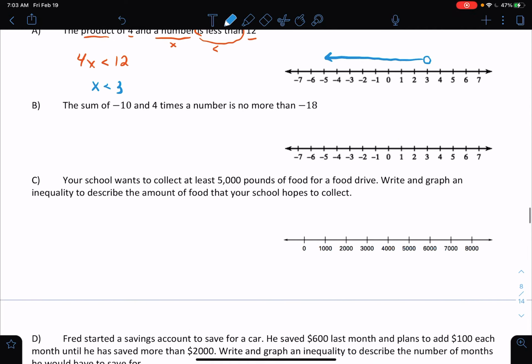Moving forward to part B, we get the sum. We see that keyword sum, we look at our chart, or we know that that's talking about addition, of -10 and 4 times a number. So it's going to look like 4x is no more than -18. Let's think about that. Is no more. It means it cannot be bigger than -18, so it has to be less than or equal to -18. So the sum of -10 and 4 times a number is less than or equal to -18.